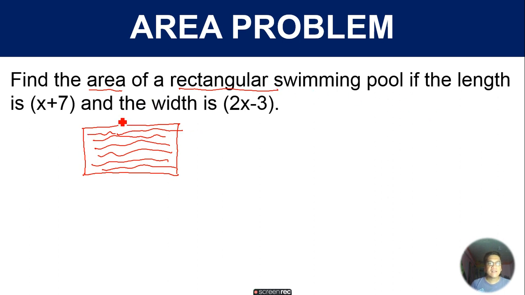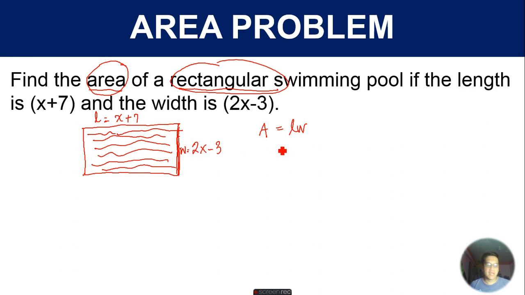So, your length is x plus 7, and then your width is 2x minus 3. So, what are we looking for? It's the area of the rectangle. So, what is the area of the rectangle? The formula is area is equal to length times width. Okay? So, this is our length and this is our width. We are just going to multiply. Length is x plus 7 and our width is 2x minus 3.